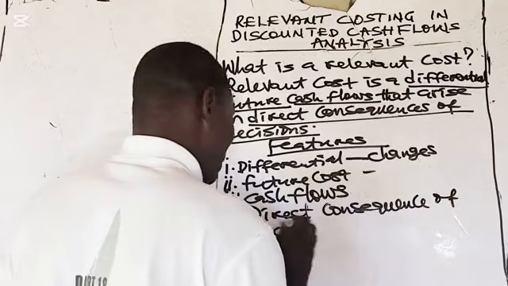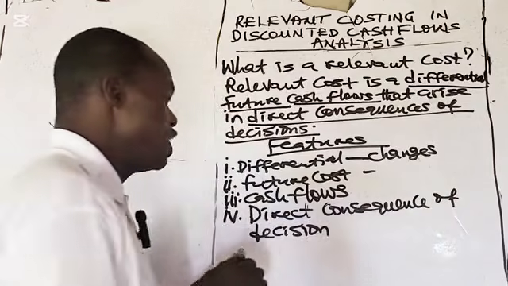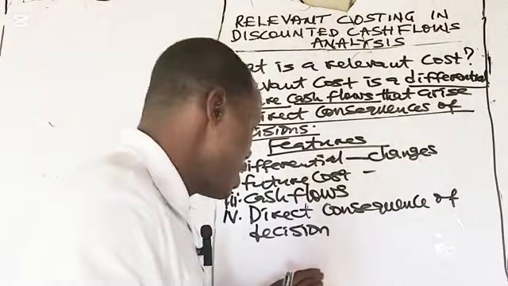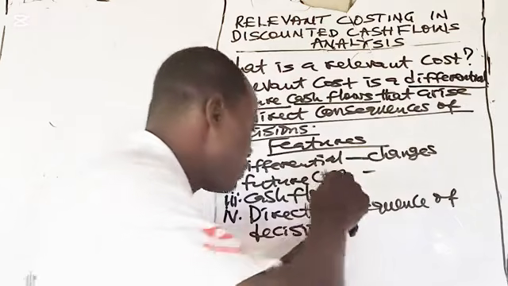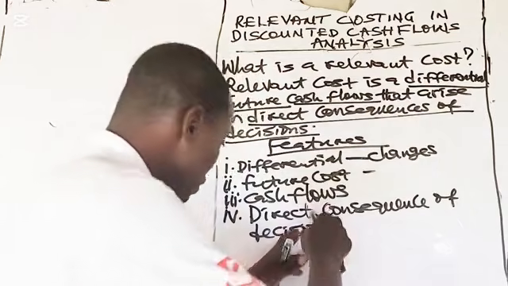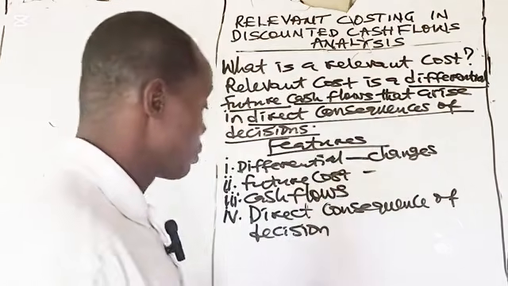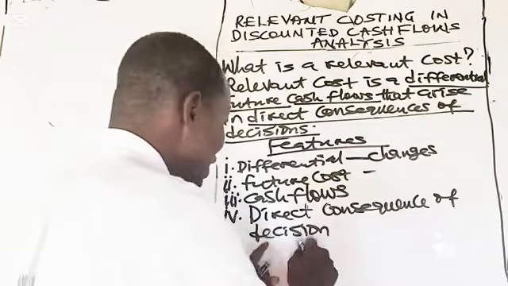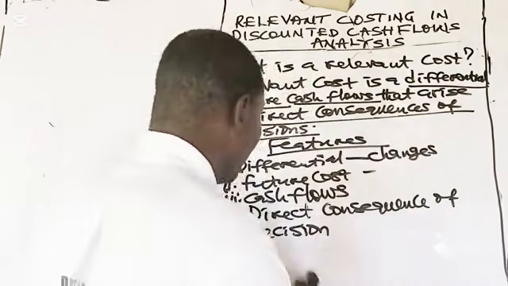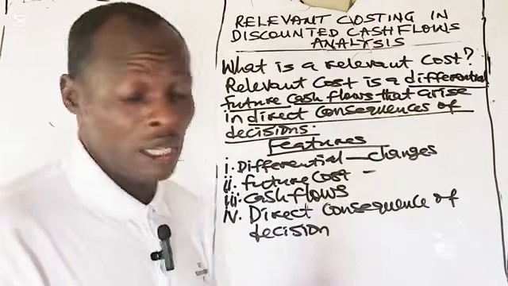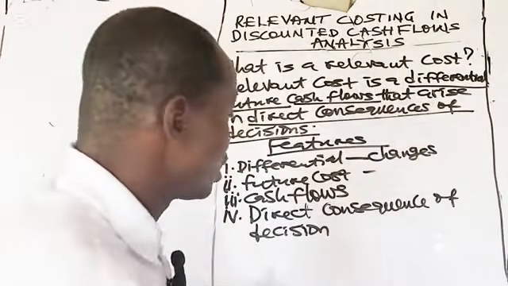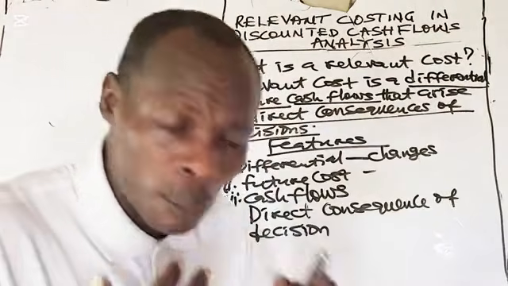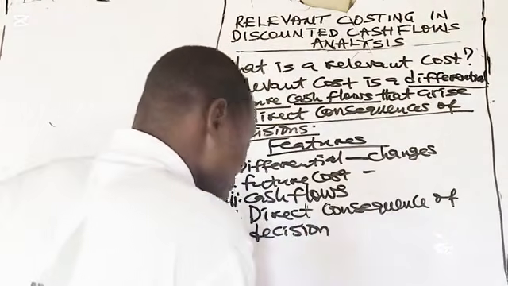Decision. It means they must be incurred solely for the project you want to undertake. It means these are costs that must be incurred anytime you want to make an alternative decision. If that decision about undertaking that project is not to be made, those costs will not be incurred.